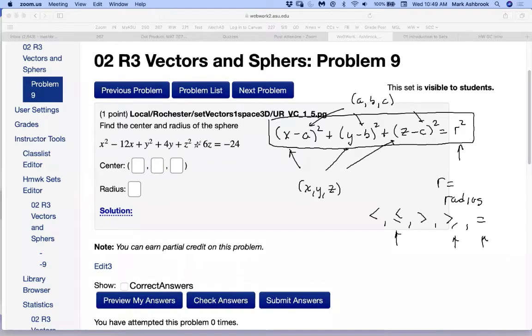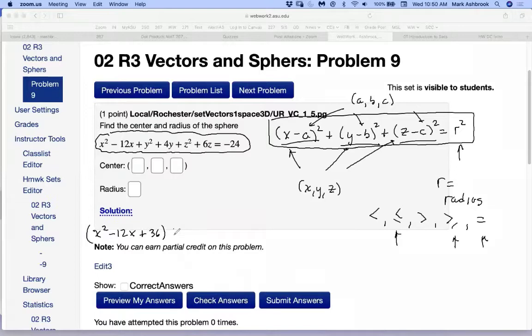Okay, so then this is not in standard form. So you have to do what's called completing the square to get these perfect squares to get the standard form of the sphere. The rule for completing the square is you look at the linear coefficient, you take half of it and you square it. So half of -12 is -6, squared is 36. That just completed the square for x.